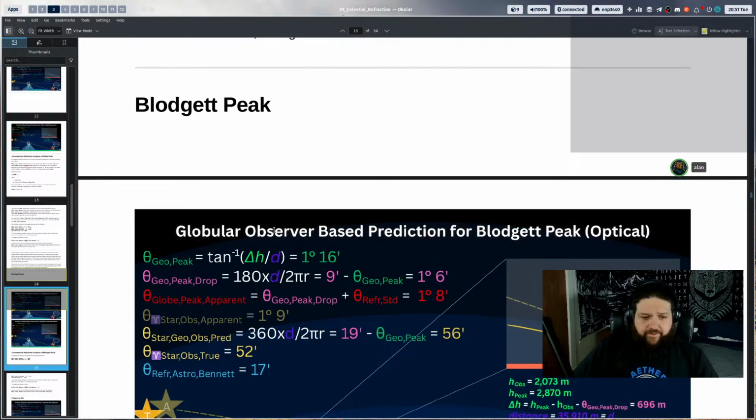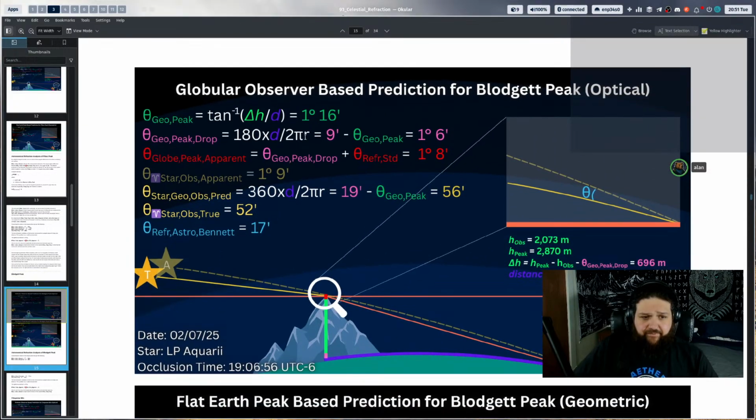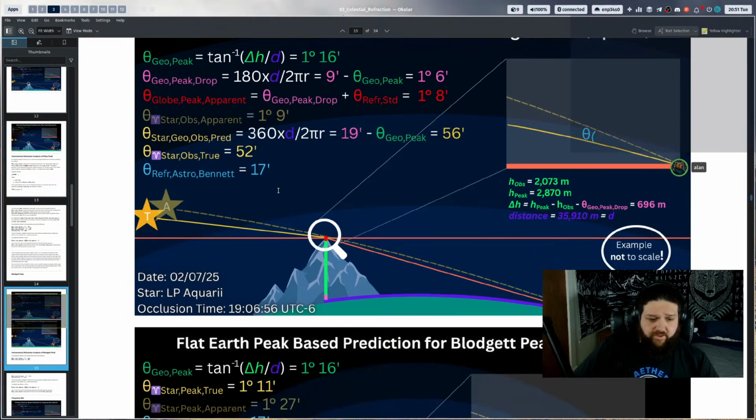So as we move on to Blodgett Peak now, we have rise over run giving us 1 degree, 16 arc minutes. With drop over distance, they predict 1 degree, 6 arc minutes. Terrestrial refraction, they predict 108. And the star was visually at 109 at the time of occlusion, pretty close.